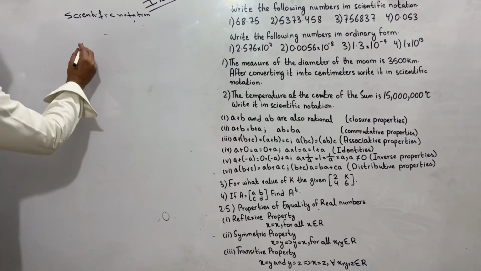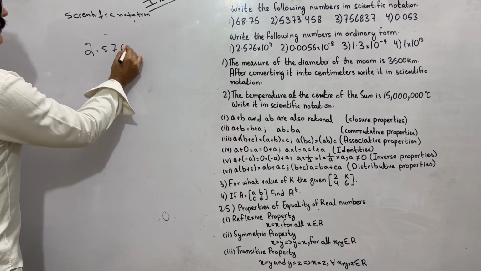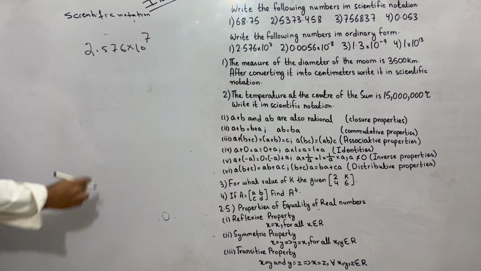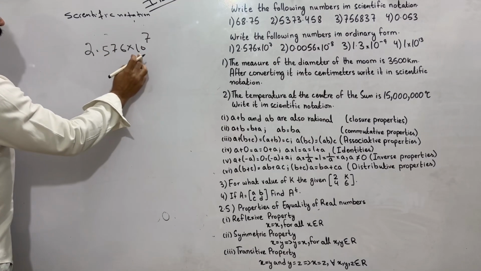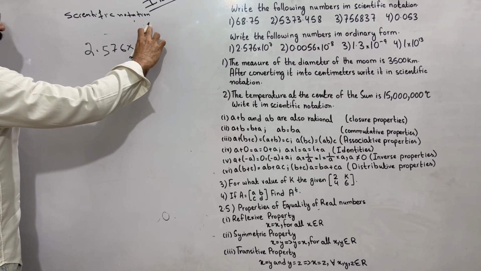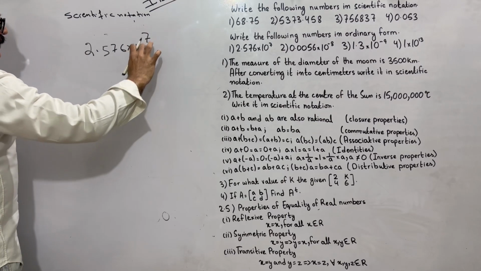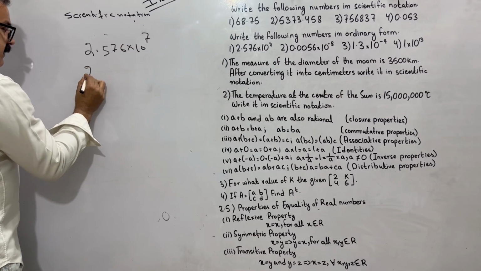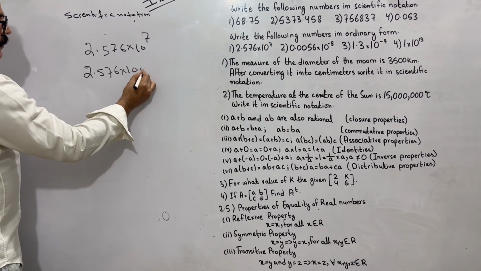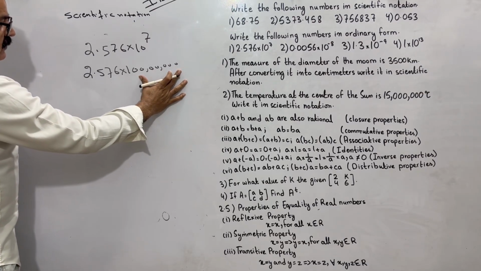Our first question is 2.576 times 10 raised to 7. We have to write it in ordinary form. 10 to the power 7 means 1 with 7 zeros. It will become 2.576 times 1 with 7 zeros.